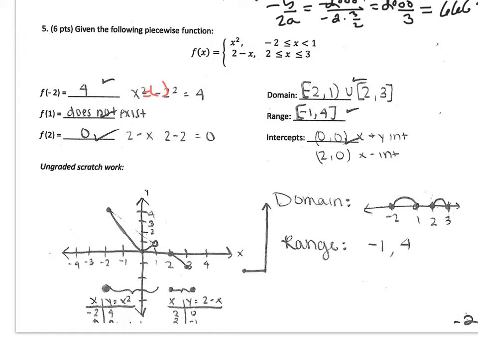For the next one, f of 1, 1 does not fall in this interval because it's less than 1, and 1 does not fall here, so there is no function for us to use when x is 1. That means there does not exist a point on this graph where x is 1, so you just say doesn't exist.